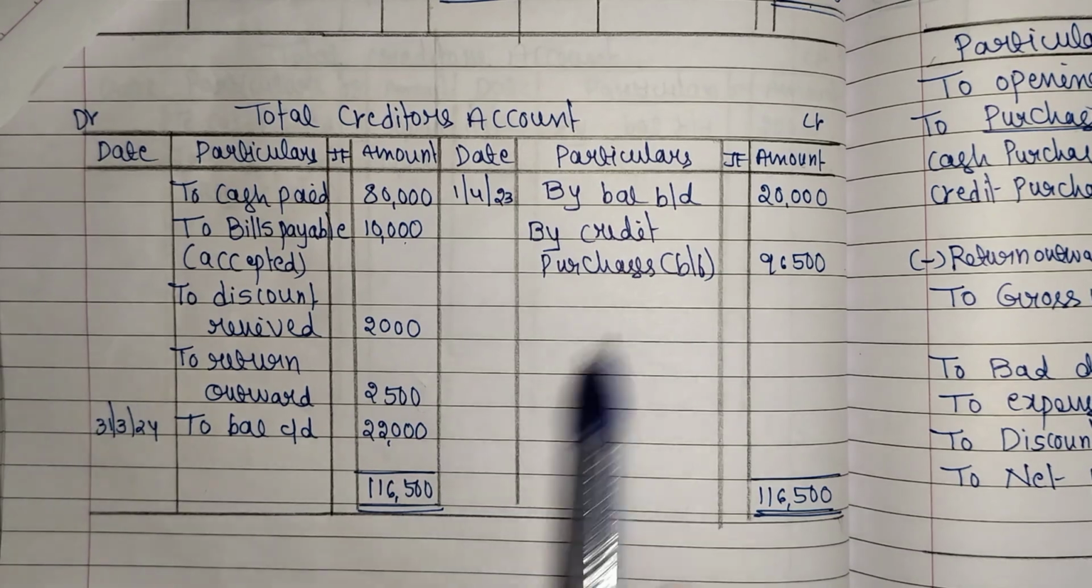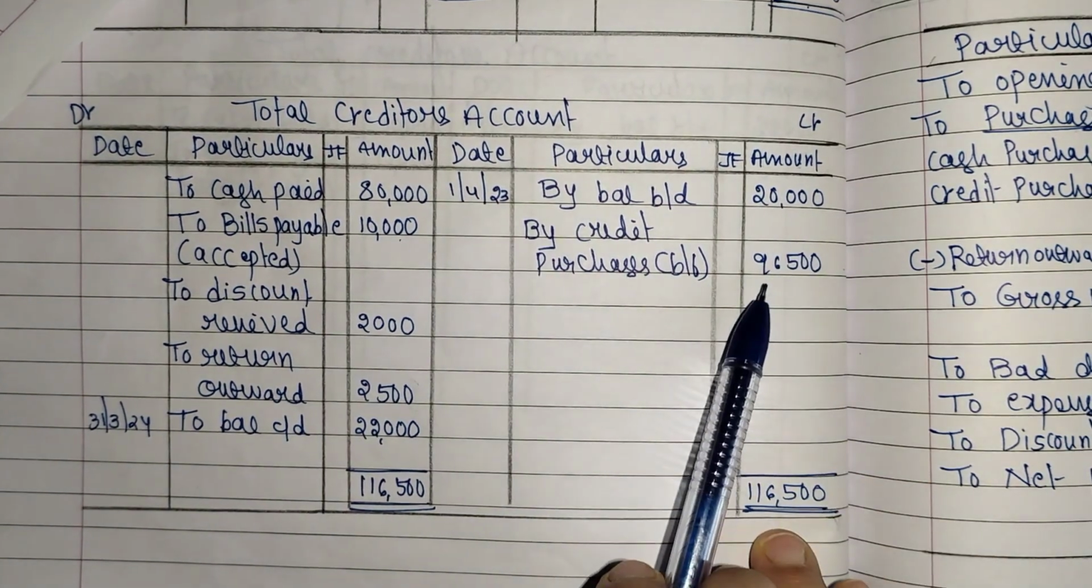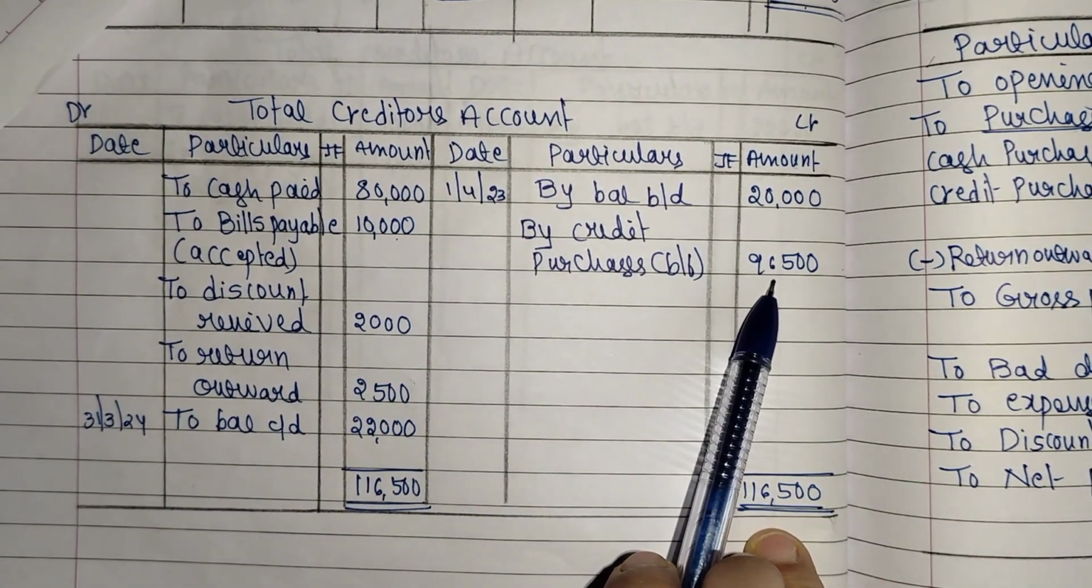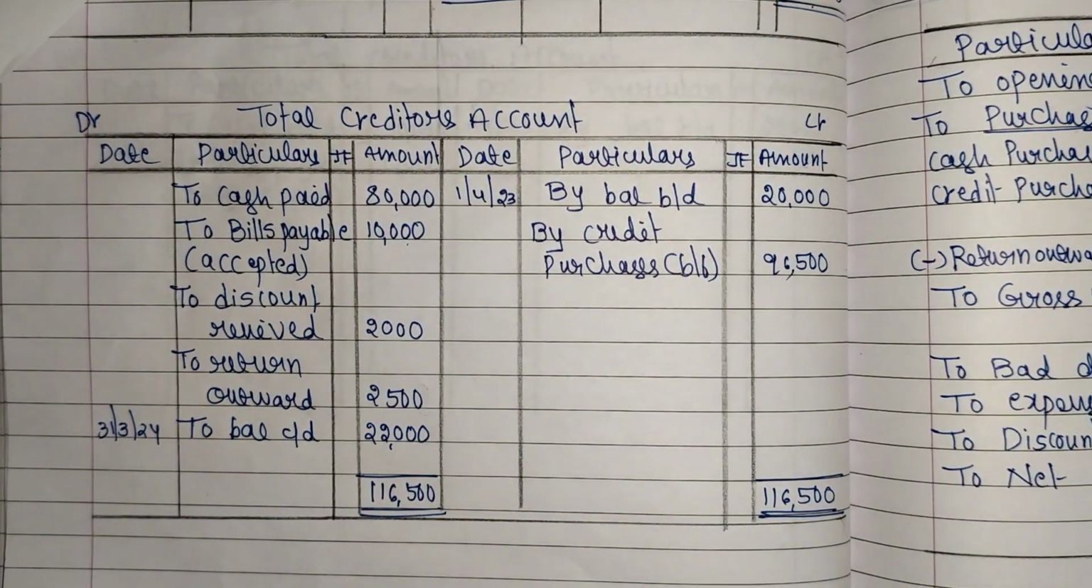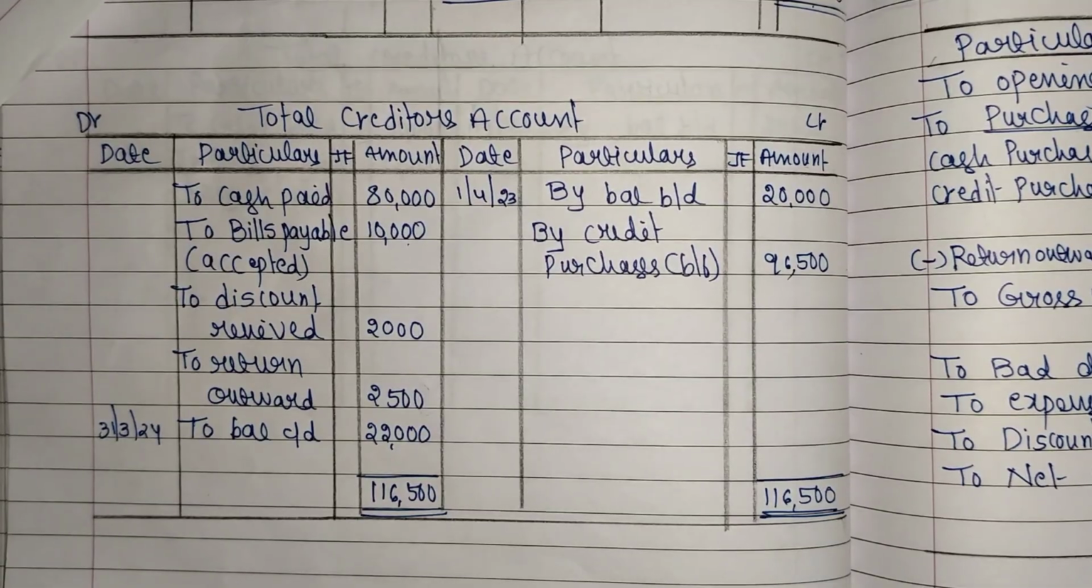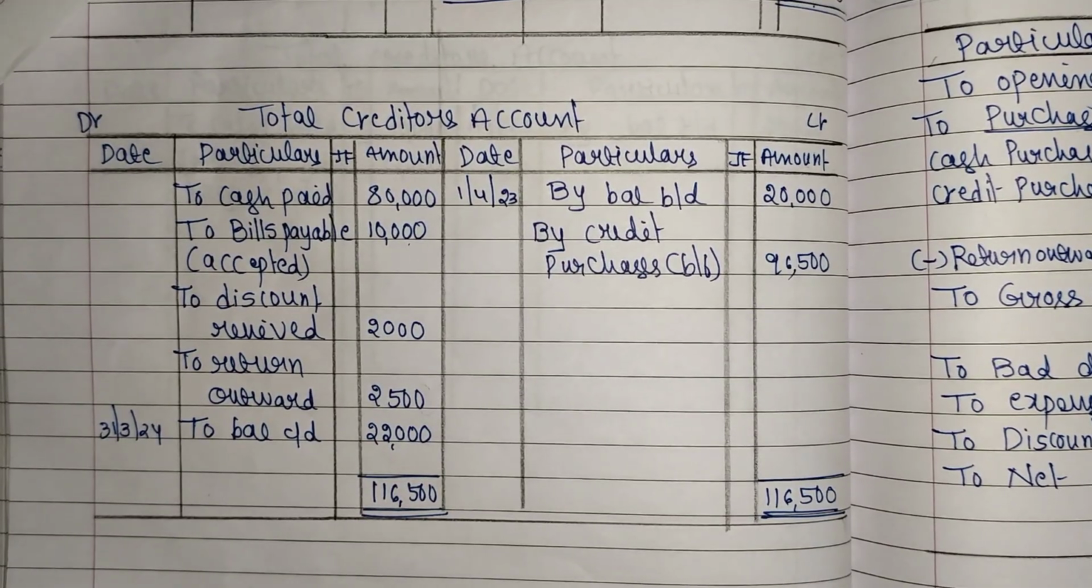1,16,500. From that deduct rupees 20,000. Then we will arrive credit purchases. That is our balancing figure. The amount is rupees 96,500. That is our credit purchases. Clear? So I hope this is clear to you all.